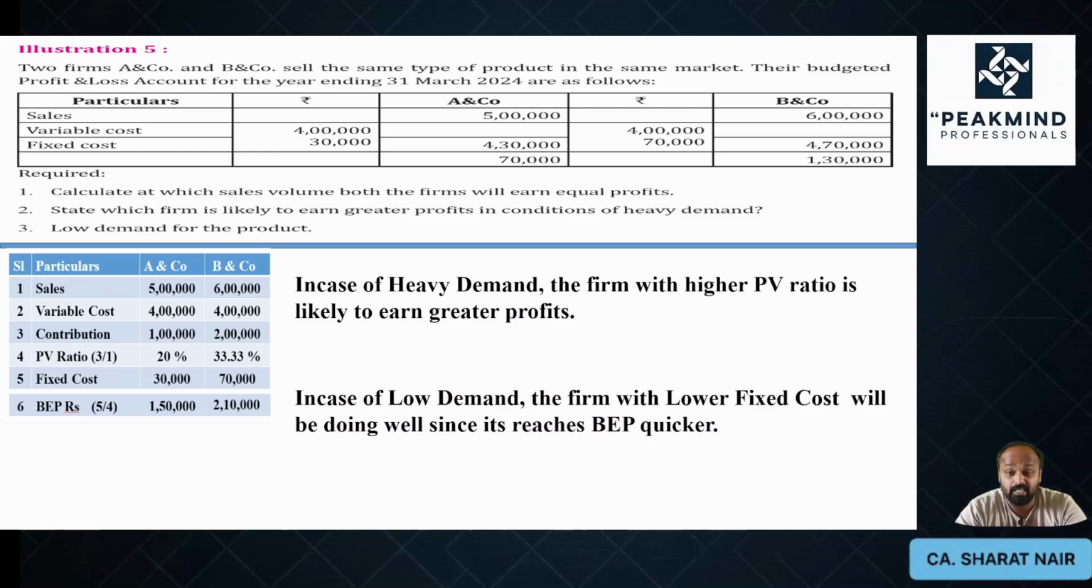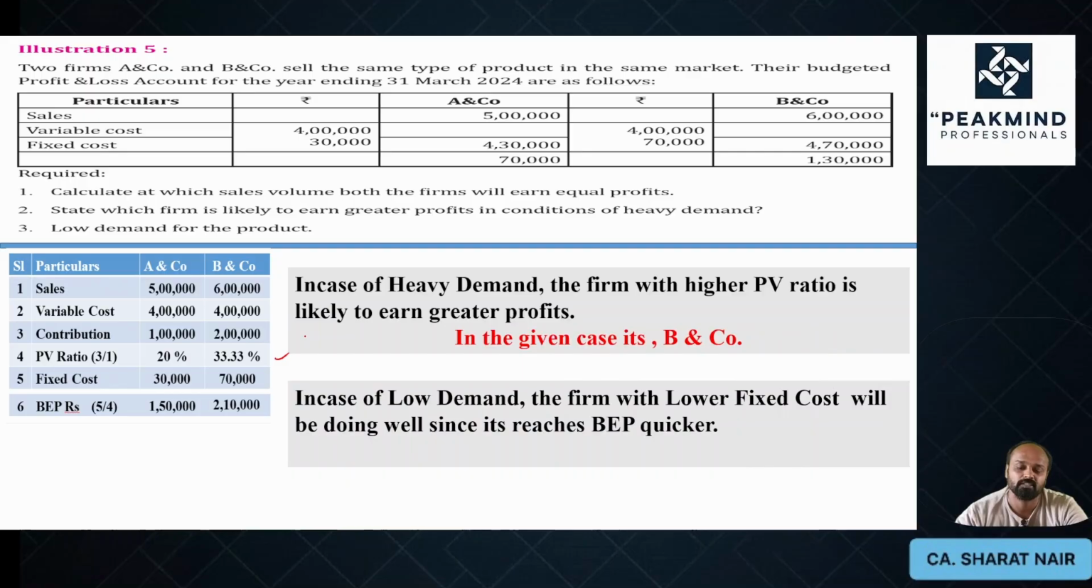Now, A company makes the higher profit or B company? The company which is having the higher PV ratio, given your fixed cost remains the same. If that is to be true, where is the PV ratio higher? Under B company, it is higher. So what is your answer? So if the demand is unlimited, I would rather go with the B company. So that is your first part of the answer.